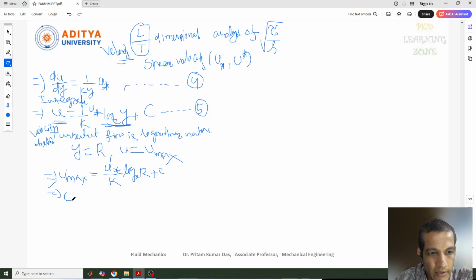Then what I can write, now C equal to U max minus U star by K log E R. Now what I'll do, I'll just put this value in this equation 5. Okay, so now put the value of C in the previous equation.